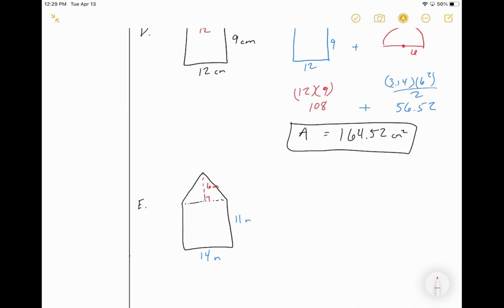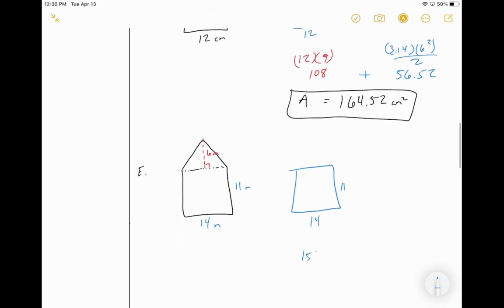All right, here we go. I got two shapes, right? I've got a rectangle. That's 14 by 11. So if I multiply those two together, 14 times 11, I end up with 154. Plus, I have a triangle.